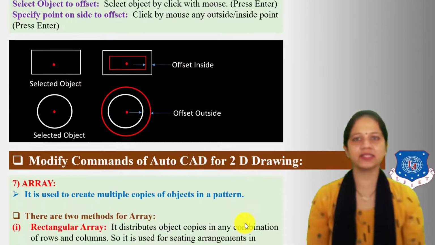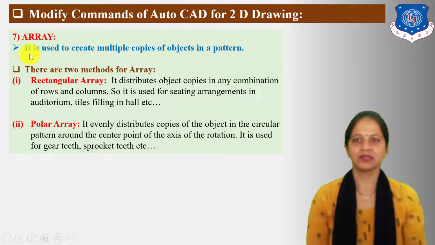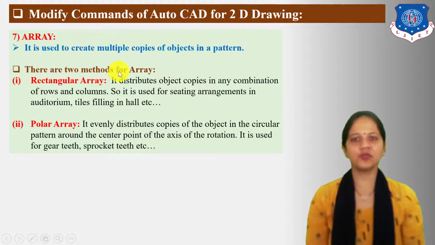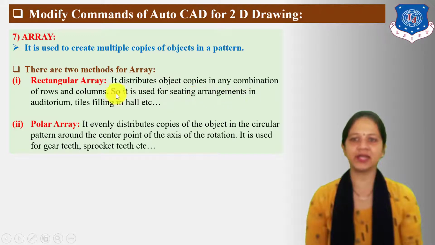Next, let us understand the array command. It is used to create multiple copies of objects in a pattern. There are two methods for array. First is rectangular array. It distributes object copies in any combination of rows and columns. So it is used for sitting arrangement in auditorium, tile fitting in hall, etc.